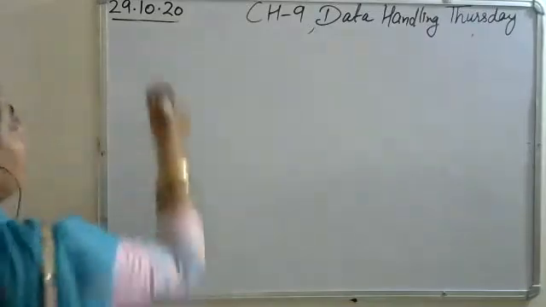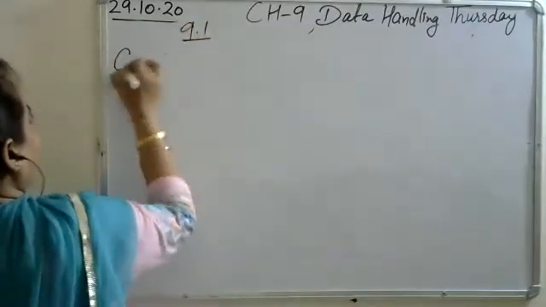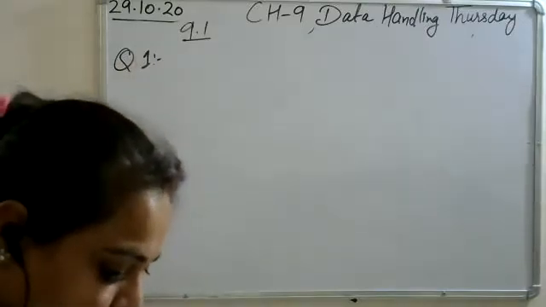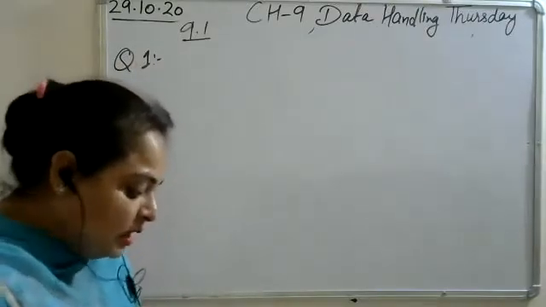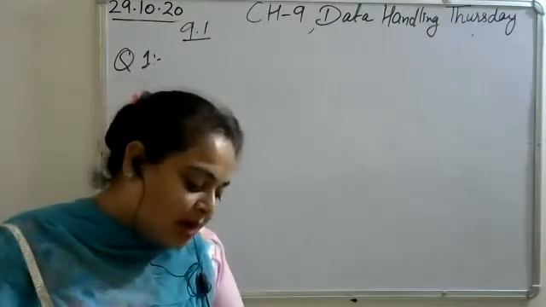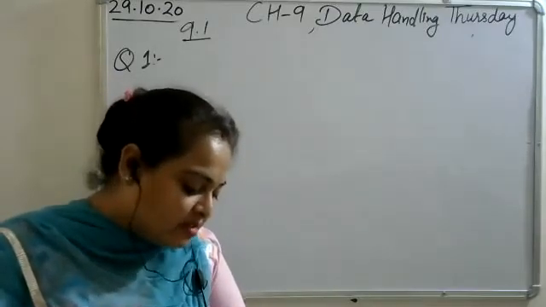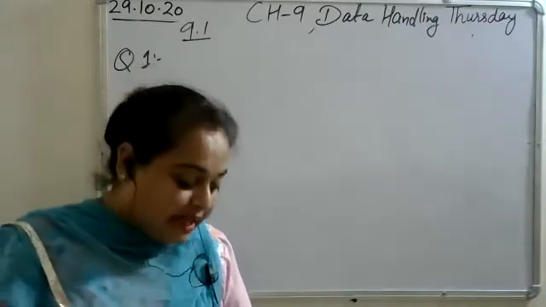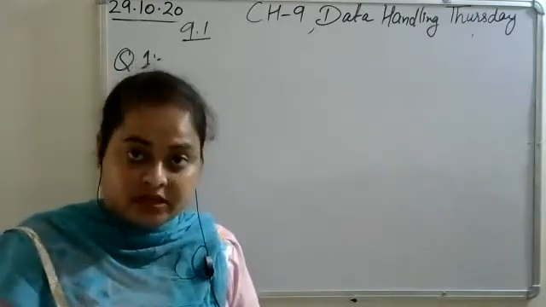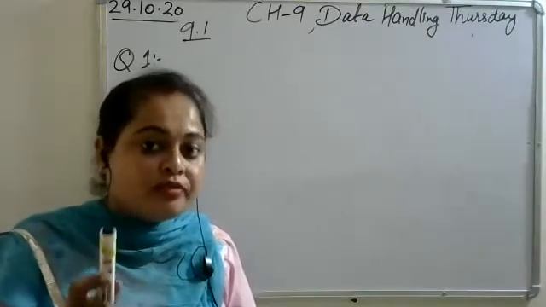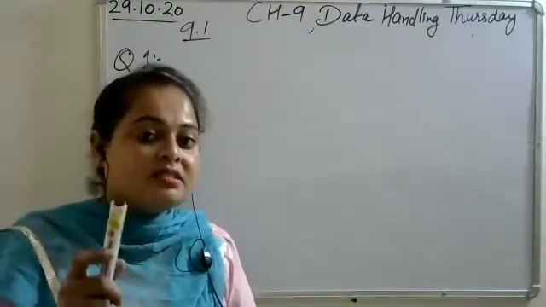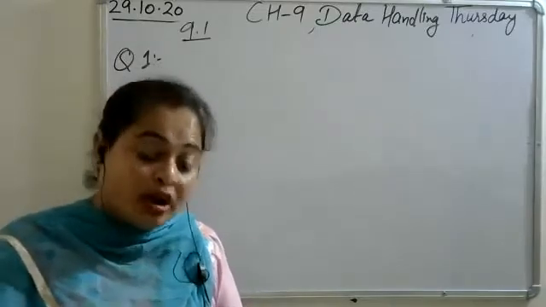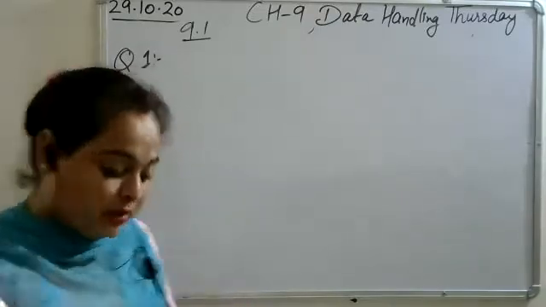So let's start exercise 9.1, question number one. The question is, in the mathematics test, the following marks were obtained by 40 students. Arrange these marks in a table using tally marks. Tally marks means organize it. You know what the meaning of tally marks is? Tally marks are used for organization. It means you will organize the given collection.